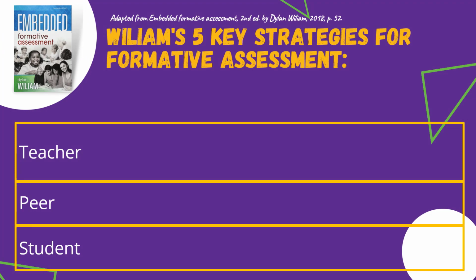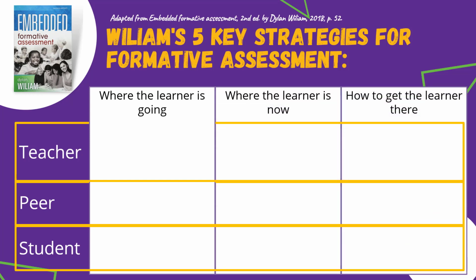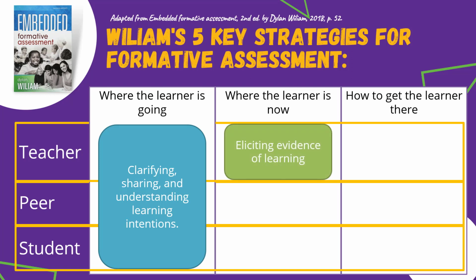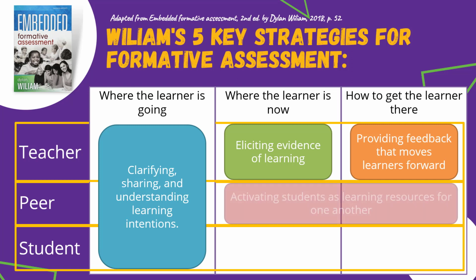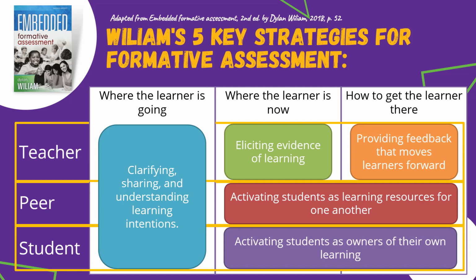Let's recap what we learned in our first video, Dylan Wiliam's 5 key strategies for formative assessment, which support teachers and students in knowing where the learner is going, where the learner is now, and how to get the learner there. The 5 strategies are clarifying and sharing and understanding the learning intentions, eliciting evidence of learning, providing feedback that moves learners forward, activating students as learning resources for one another, and activating students as owners of their own learning.